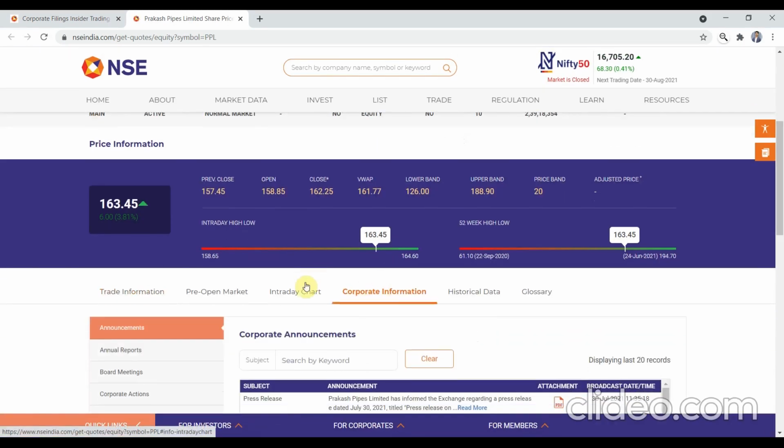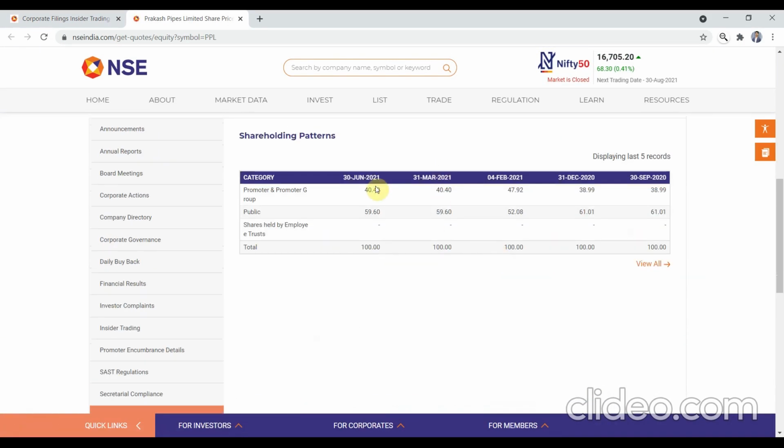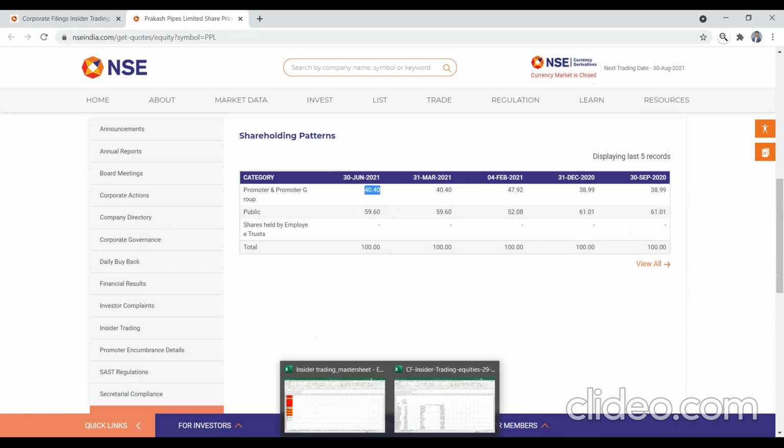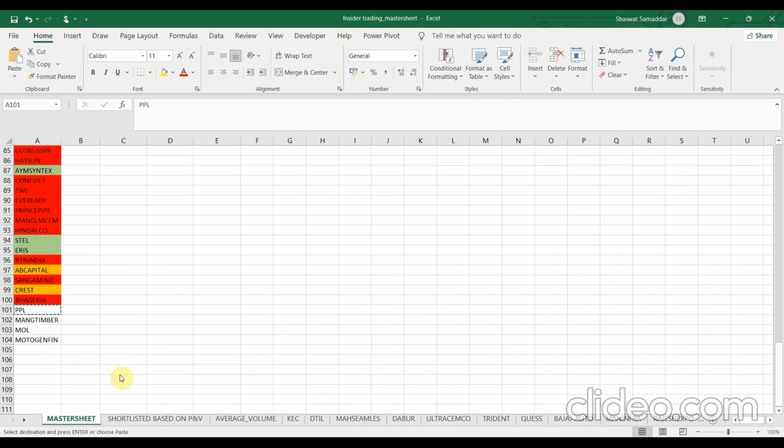Going to the symbol of PPL. Let's check the corporate information. Check the shareholding. Shareholding is less than 50%, as you can see, for promoters. All right. Marking the stock as red once again. Moving on to the next stock.